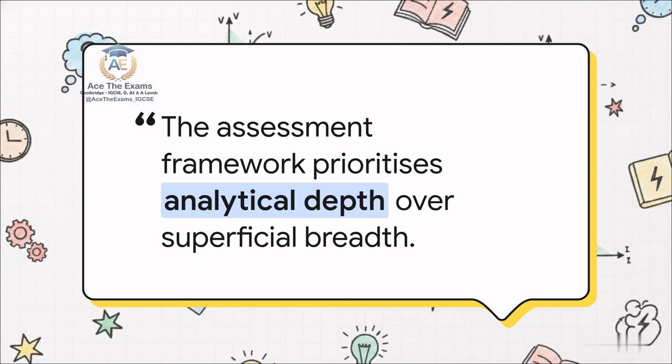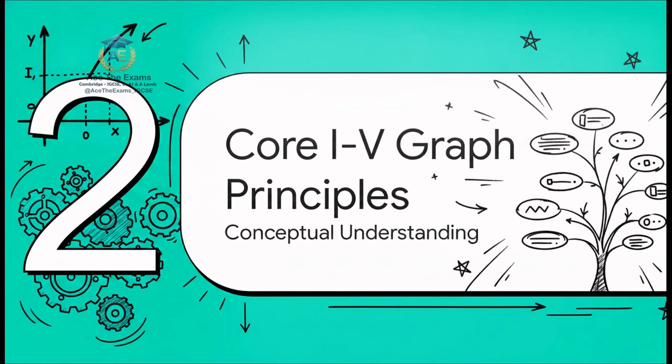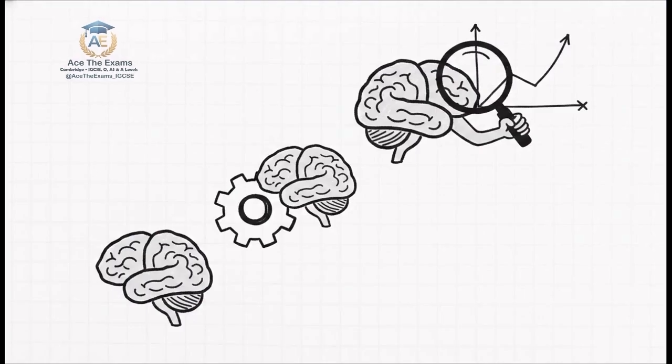They are looking for a structured, logical reasoning process that works even when they throw completely unfamiliar components at you. Moving right along to Section 2, Core IV Graph Principles. You know, there are very distinct cognitive domains that these assessment objectives target. It's not a secret.